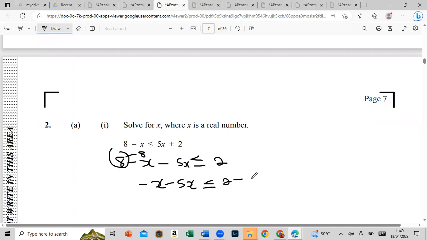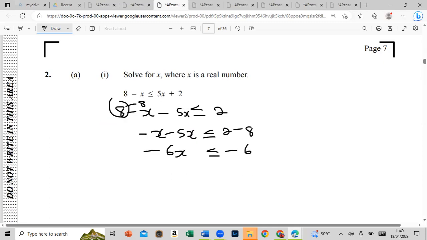2 minus 8. Alright, this is going to give us negative 6x, and this will give us negative 6. Now we're going to be dividing by negative 6. The thing about inequality, guys, is when we are dividing by a negative coefficient, we have to turn the sign. I've discussed that with my students several times. So we divide both sides by minus 6. So x is greater than or equal to negative 6 over negative 6, which is 1. So x would be greater than or equal to 1, including 1.